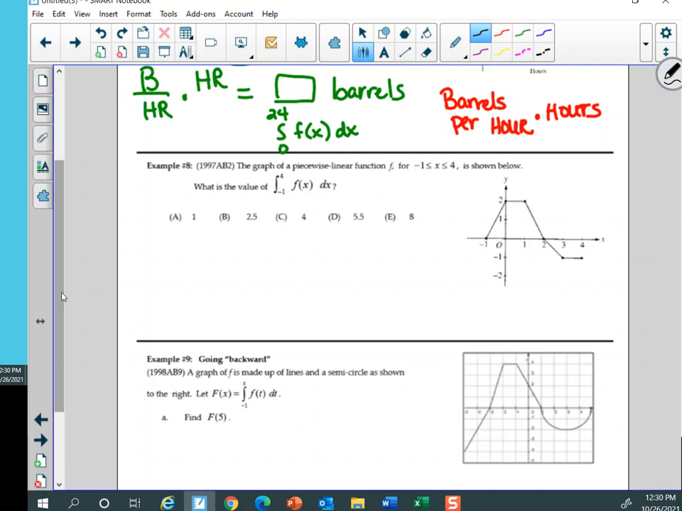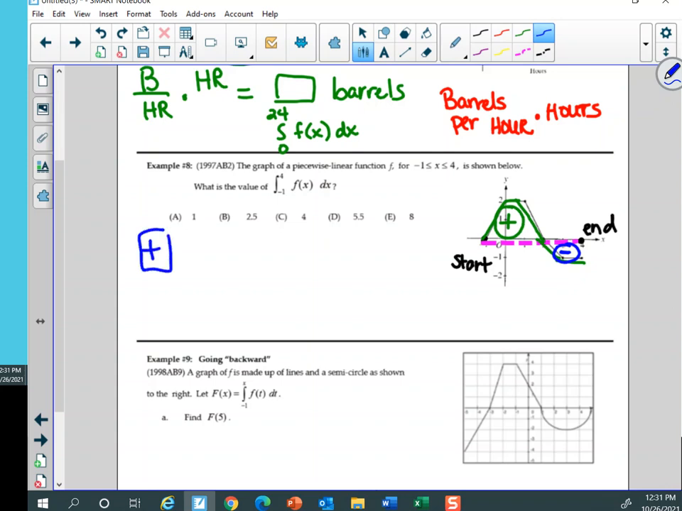Example 8. I'm given a graph. I'm asked to calculate the area, the integral from -1 to 4 of f of x dx. So that's going to be the area starting at -1, ending at 4, between the x-axis and this function curve. So that's going to count positive because it's above the x-axis as I go left to right. This little piece is going to count as negative.